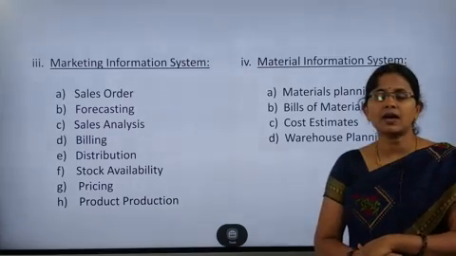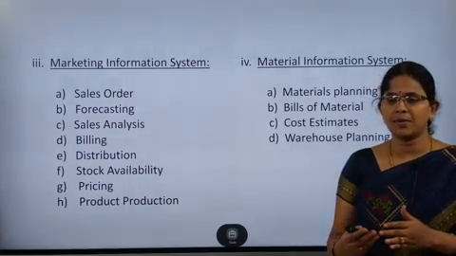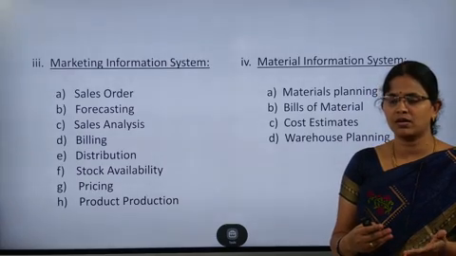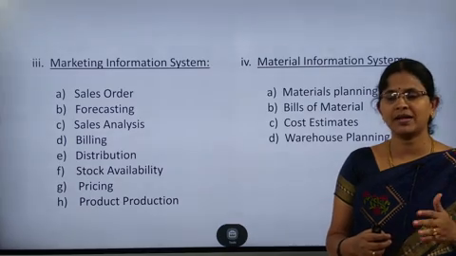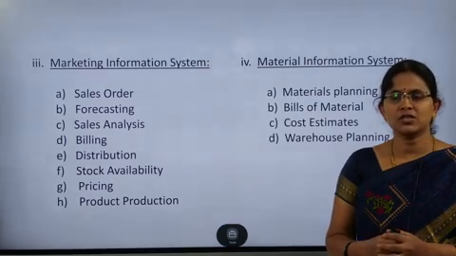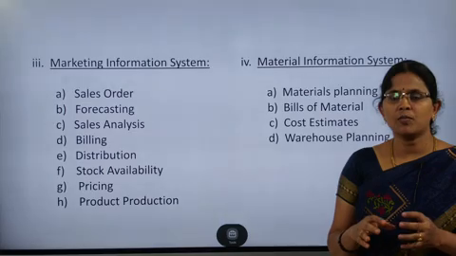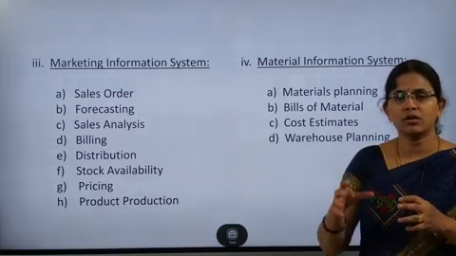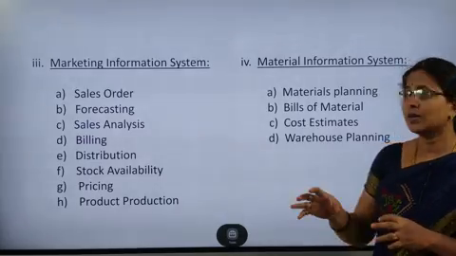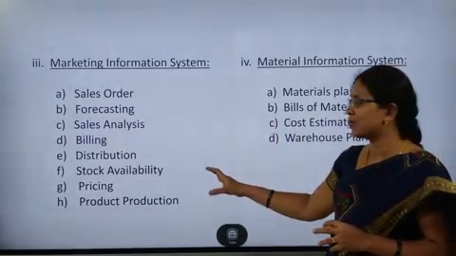And next one is stock availability. It means in hypermarts or small supermarkets, by the end of the day, they want to check each and every product, how much quantity is left and how much quantity they sold out. In order to get all those details, they can simply use the marketing information system.